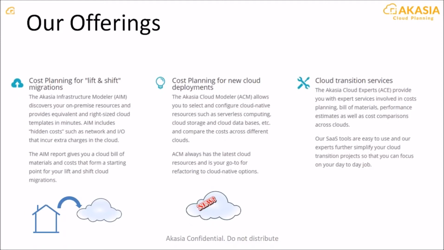So in our product, what we do is we carefully examine the network and I/O usage on-prem, and we highlight it when we're doing the cost model so that there are no surprises for you. What AIM does is it gives you a cloud bill of materials and costs, and these form a starting point for your lift and shift migrations.